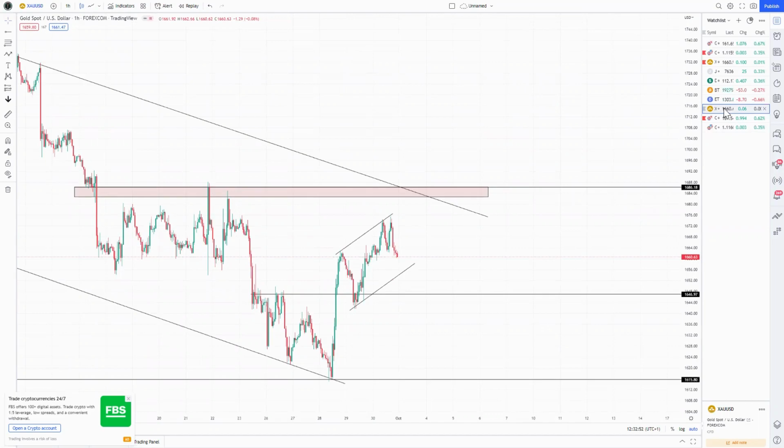Make use of your proper risk management. Always make use of your proper risk management and know how to manage your trade properly.